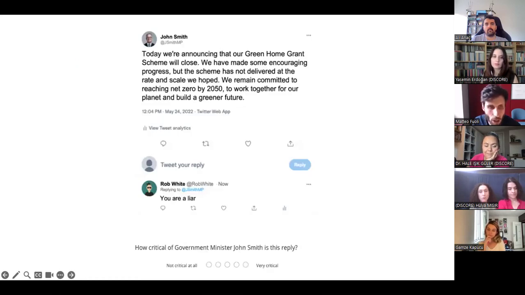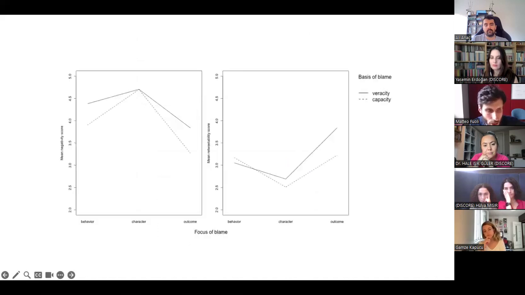All right, so we followed that up with a slightly different design. And this time, what we also studied is the interaction between focus and basis of blame, which we didn't in the first study. So we wanted to see how these two variables intersect. And instead of having people put the tweets into boxes, we had them rate each individual tweet on a scale from non-critical to very critical and from non-retweetable to very retweetable. And these are the results.